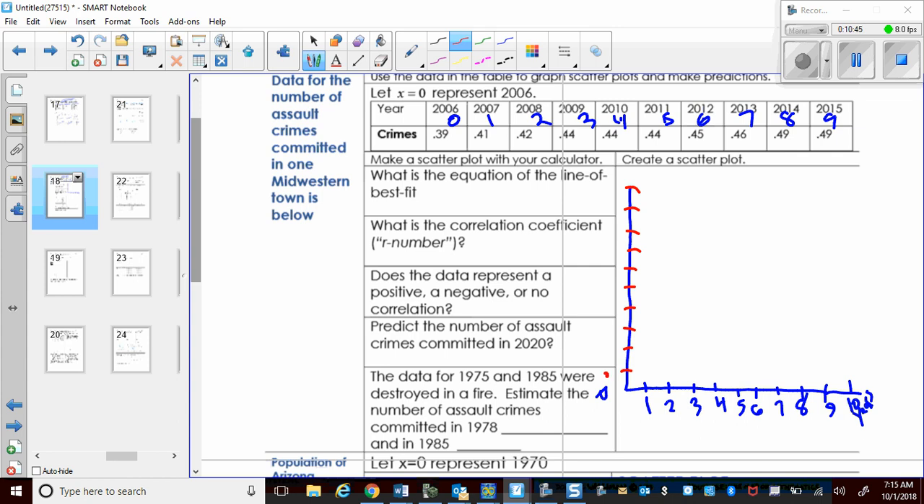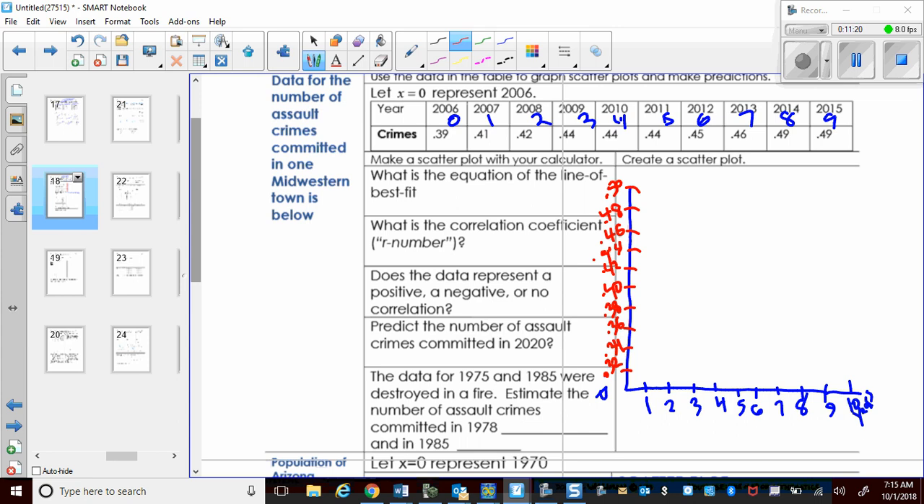So 0.32, 0.34, 0.36, 0.38, 0.40, 0.42, 0.44, 0.46, 0.48, and 0.50. So basically what I did is I started at 0.30 and went up by increments of 0.02 for each set of data to make it fit.